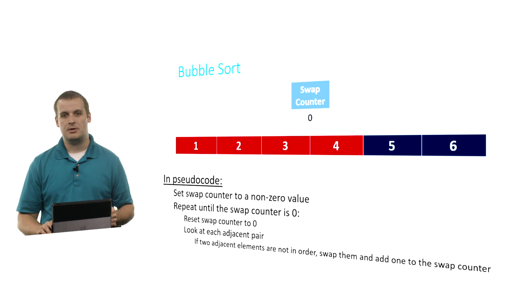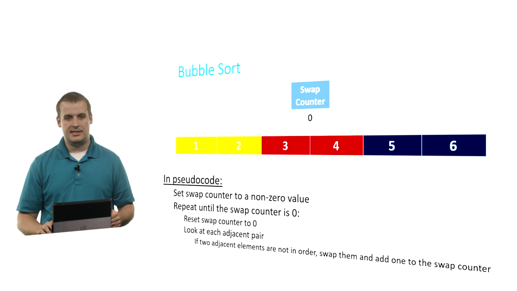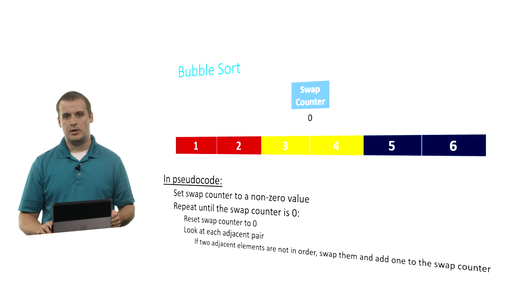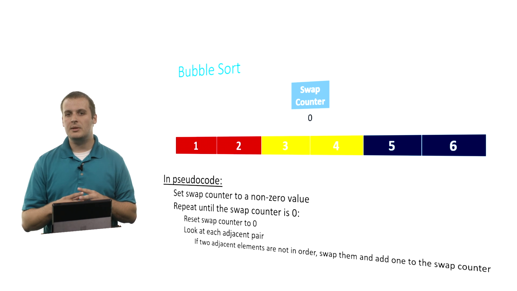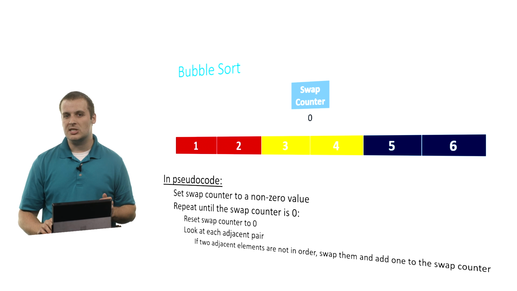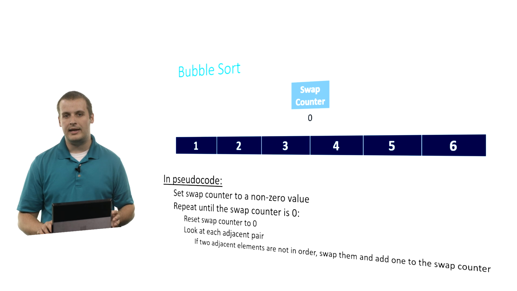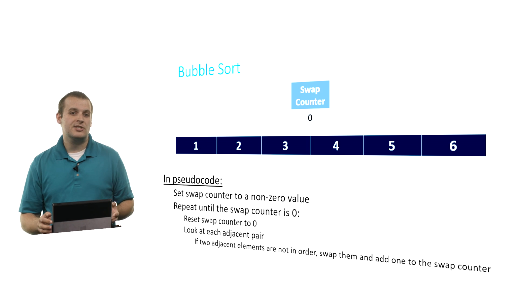Reset the swap counter to 0, so we'll reset it. Now look at each adjacent pair. That's in order, 1 and 2. 2 and 3 are in order. 3 and 4 are in order. So at this point, notice, we've completed looking at every adjacent pair, but the swap counter is still 0. If we don't have to switch any elements, then they must be in order by virtue of this process. And so, an efficiency of sorts that we computer scientists love is we can now declare the entire array must be sorted because we didn't have to swap any elements.